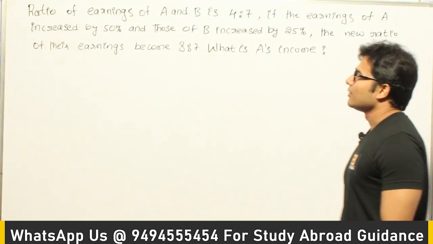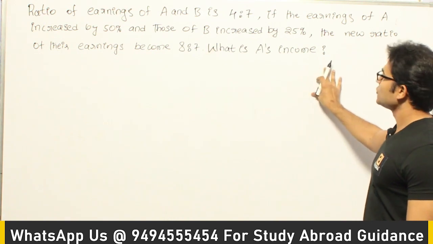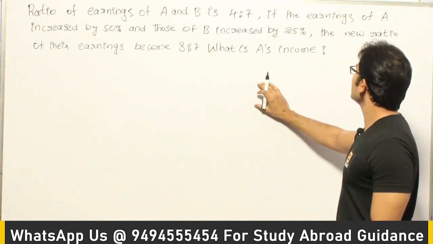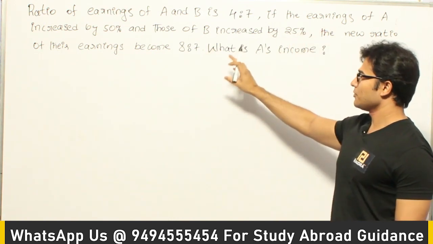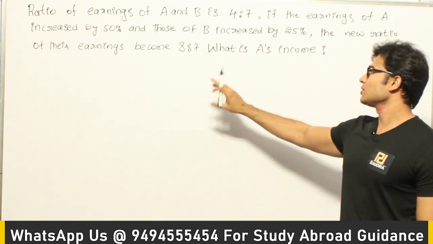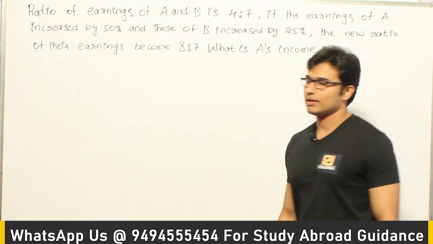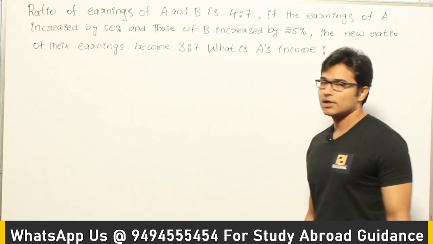Let's see this. The ratio of earnings of A and B is 4:7. If the earnings of A are incremented by 50% and those of B are incremented by 25%, the new earnings are in the ratio of 8:7, then what is A's income? Right? So with the given data, we cannot solve the question.